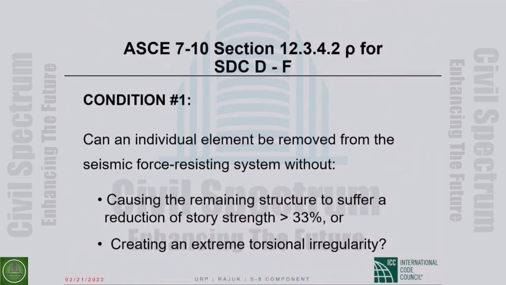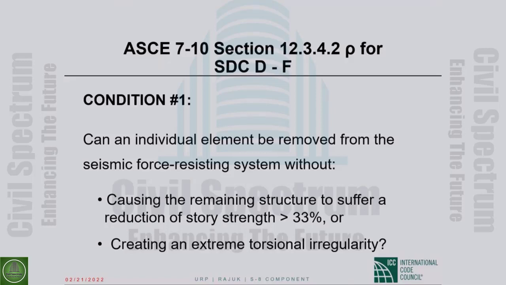Now, condition number 1, condition number 2. What is condition number 1? Can an individual structural element be removed from the seismic force resisting system without causing the remaining structure to suffer a reduction of story strength of larger than 33% or creating an extreme torsional irregularity?